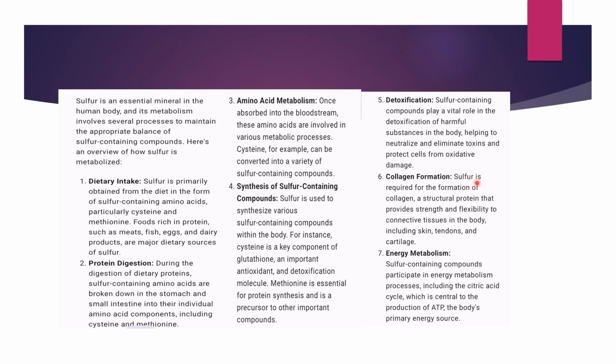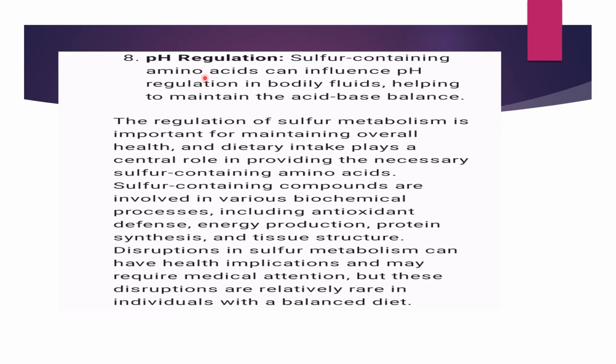Collagen formation. Sulfur is required for the formation of collagen, a structural protein that provides structure, strength and flexibility to our connective tissues like skin, tendons and cartilage. Sulfur-containing compounds participate in energy metabolism processes including the citric acid cycle, which is central to production of ATP, the body's primary energy source. pH regulation. Sulfur-containing amino acids can influence pH regulation in the body fluids, helping to maintain the acid-base balance.